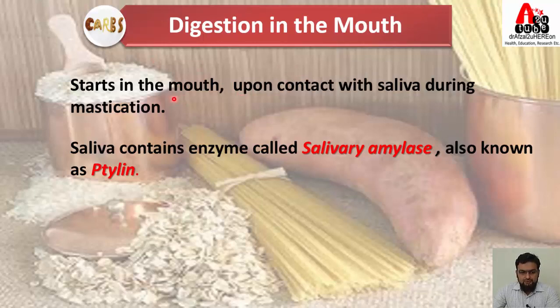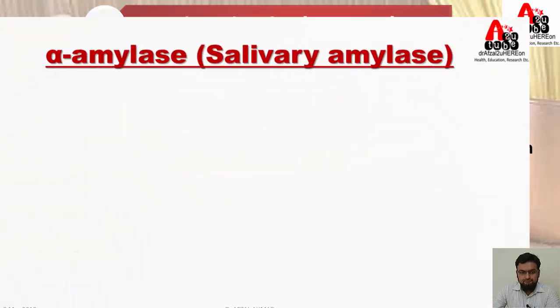As I told you, the digestion of carbohydrate starts in the mouth. Due to the reflex activity, if carbohydrate is present in the food, then salivary amylase is secreted in saliva, and during mastication the salivary amylase present in the saliva acts on the carbohydrate present in the food. The salivary amylase is also known as ptyalin because it is secreted from the parotid gland.